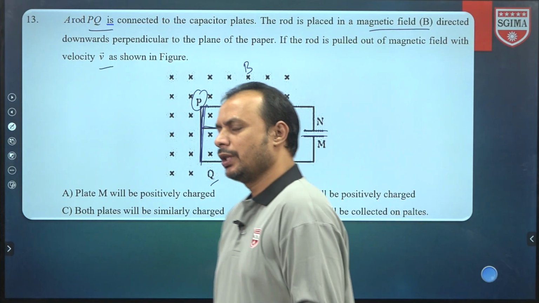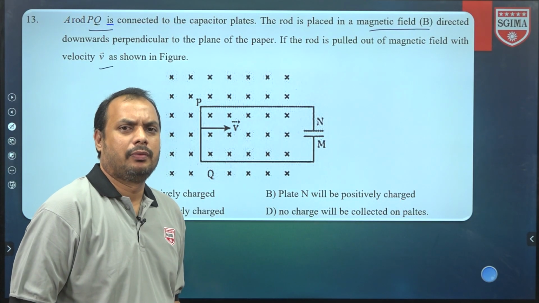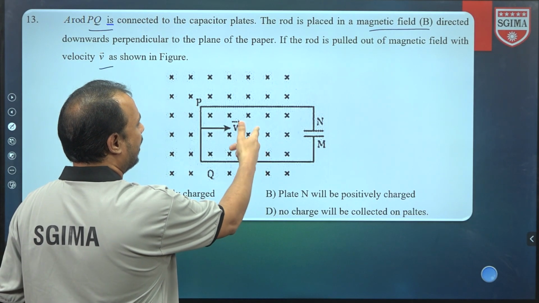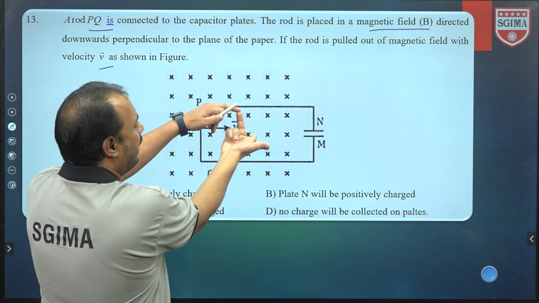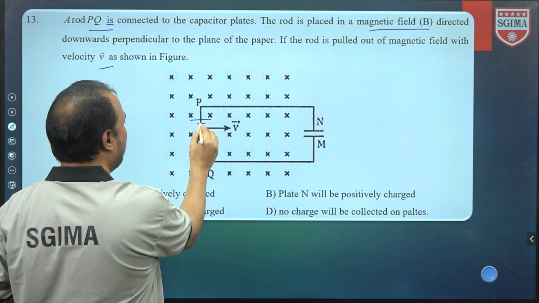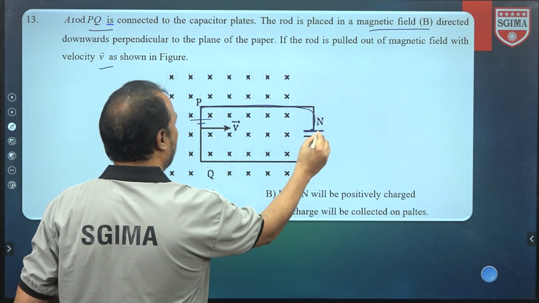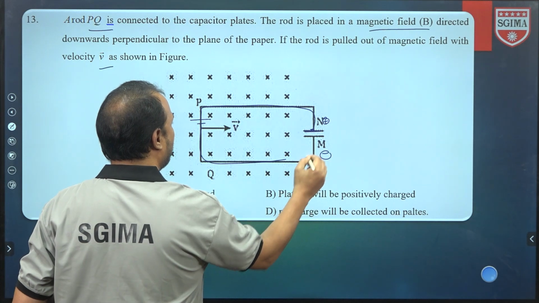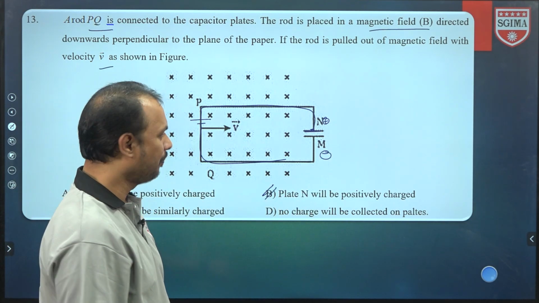For this you can use Fleming's right hand rule. According to Fleming's right hand rule, the magnetic field is into the plane and the rod is moving to the right side. So the current should be upward, and the tip indicates the high potential. So the capacitor plate N becomes positive and the other one becomes negative. So plate N will be positively charged. Okay.